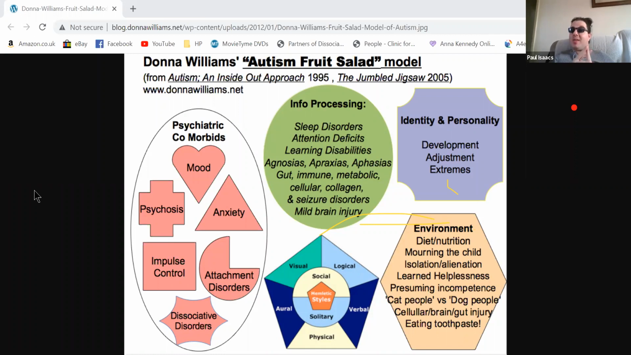70 to 80% of people on the autism spectrum are thought to have mental health challenges. And there was a time in the 80s where they thought people with autism were incapable of having mental health problems. Everything was the autism. So we've changed a lot in the last 20, 30 years.